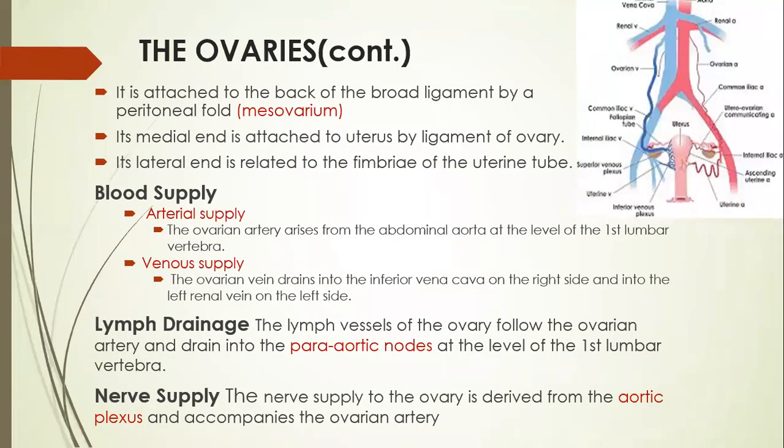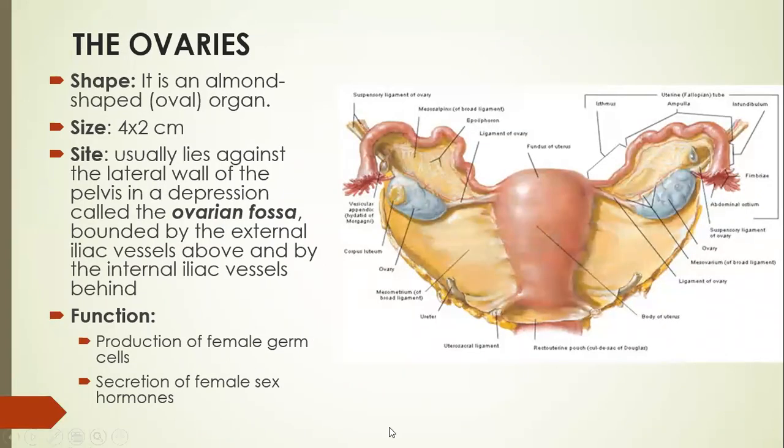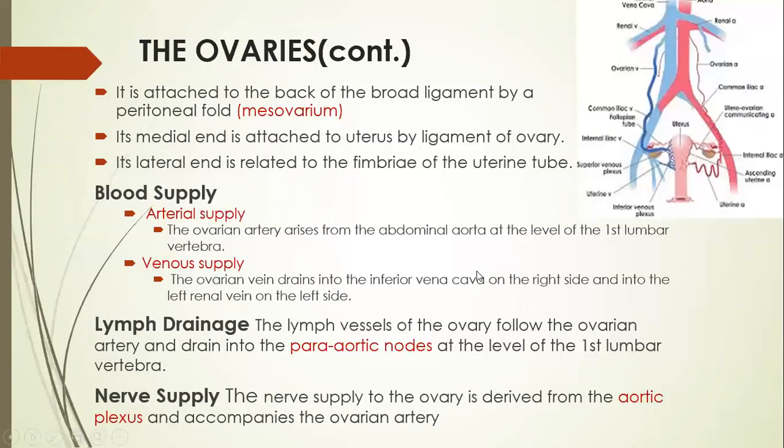It is attached to the back of the broad ligament by a peritoneal cord called the mesovarium. If you see here, this is the broad ligament. This is a long peritoneal fold, which is called the broad ligament. On either side, it is covered by the peritoneal fold, and the peritoneal fold covers this ovary everywhere, and it is attached behind by a structure called the meso-ovarium.